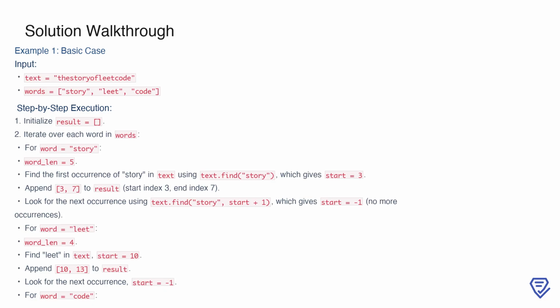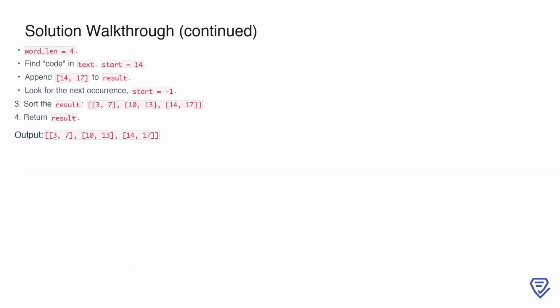Again, there are no additional occurrences. Lastly, we process the word "code". For the word "code", which has a length of 4, we locate its first occurrence at index 14. The ending index is calculated as 17, so we append [14, 17] to the result list. With no further matches for "code", we complete the iteration over the list of words.